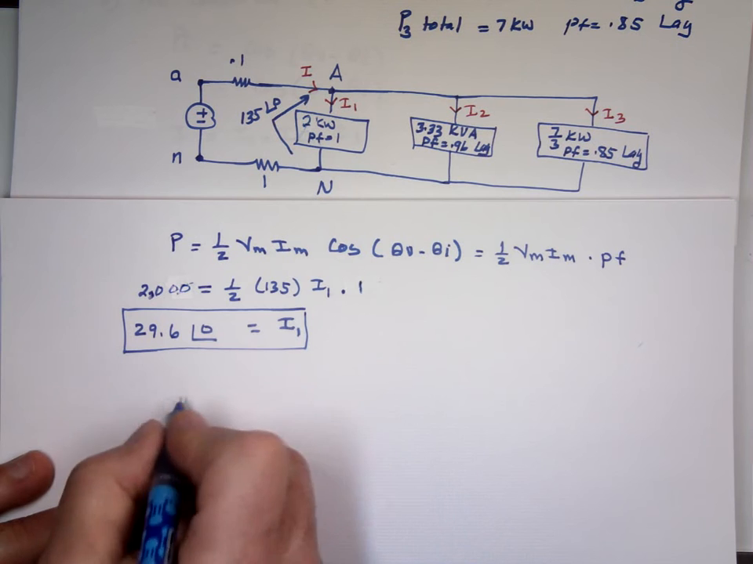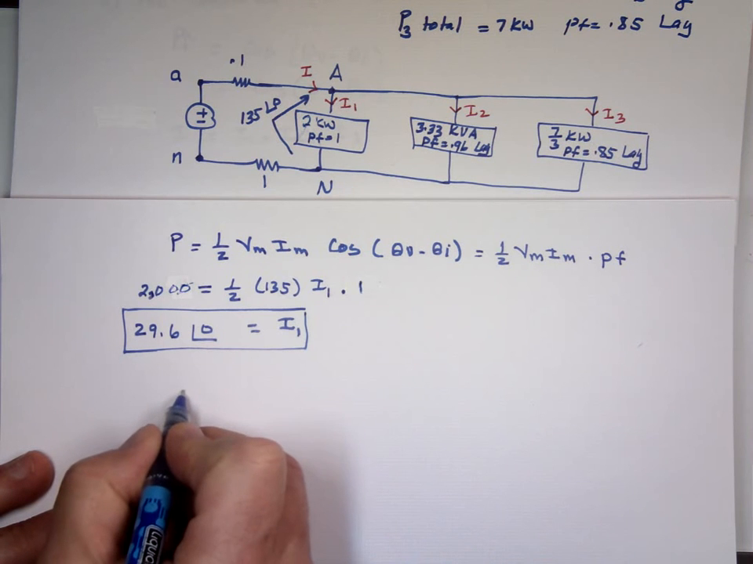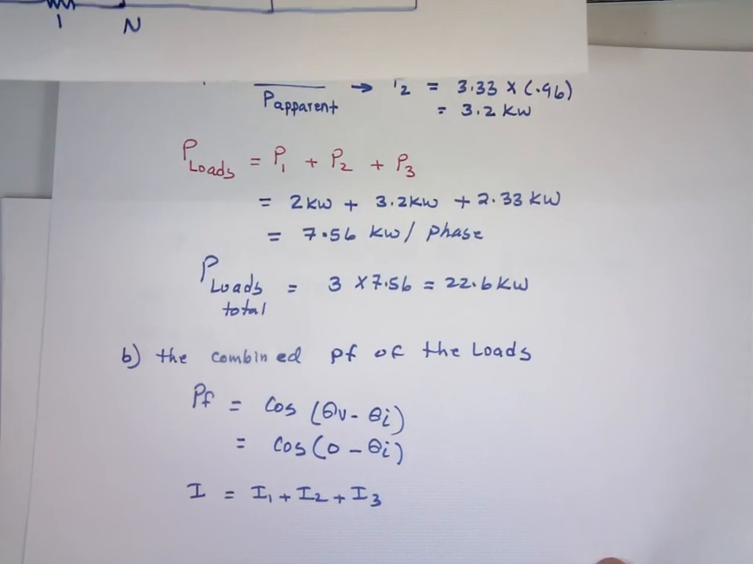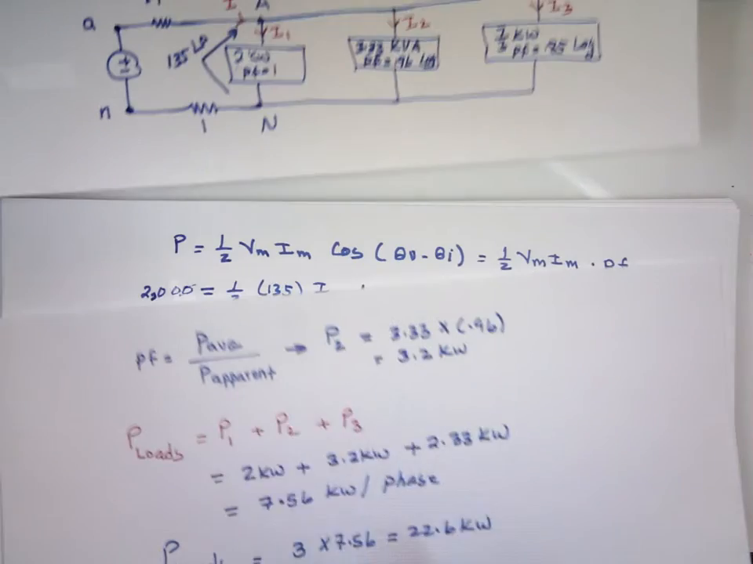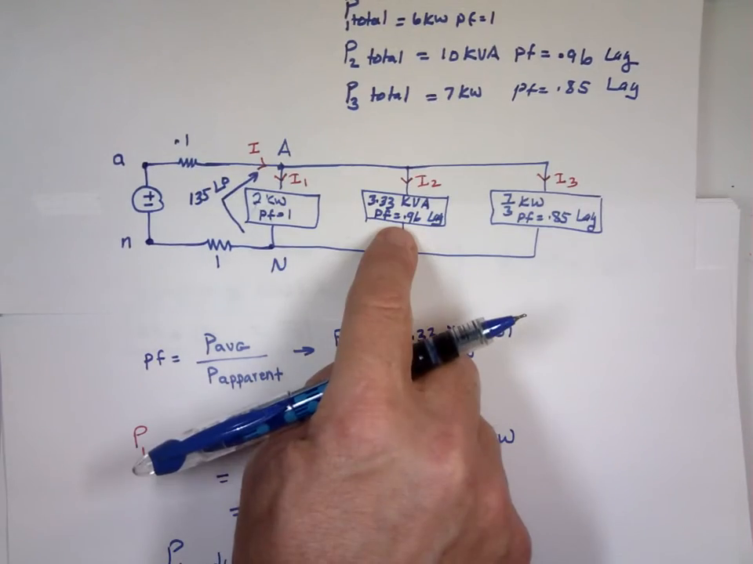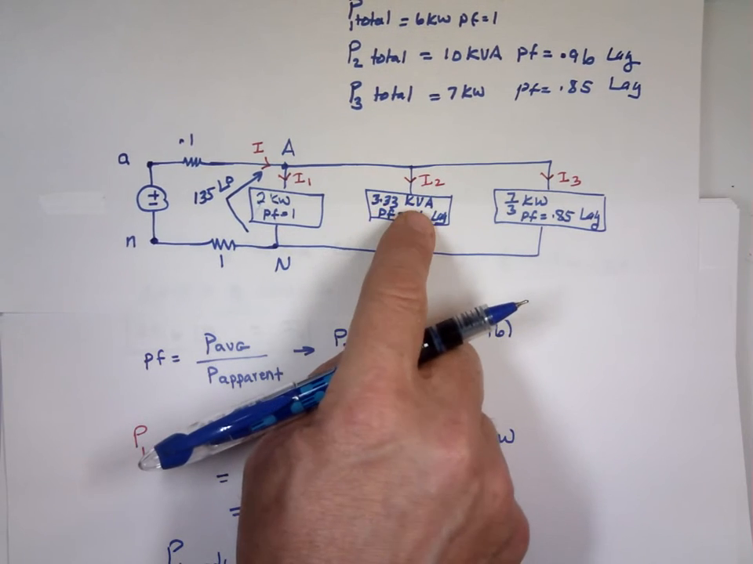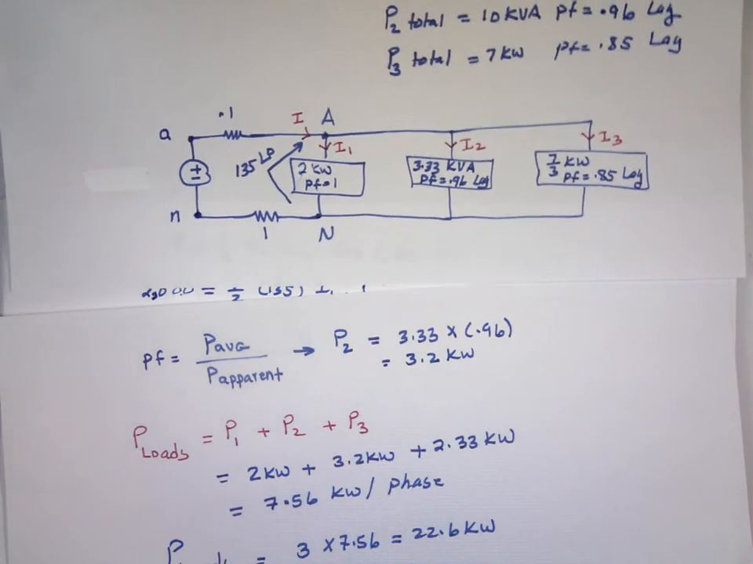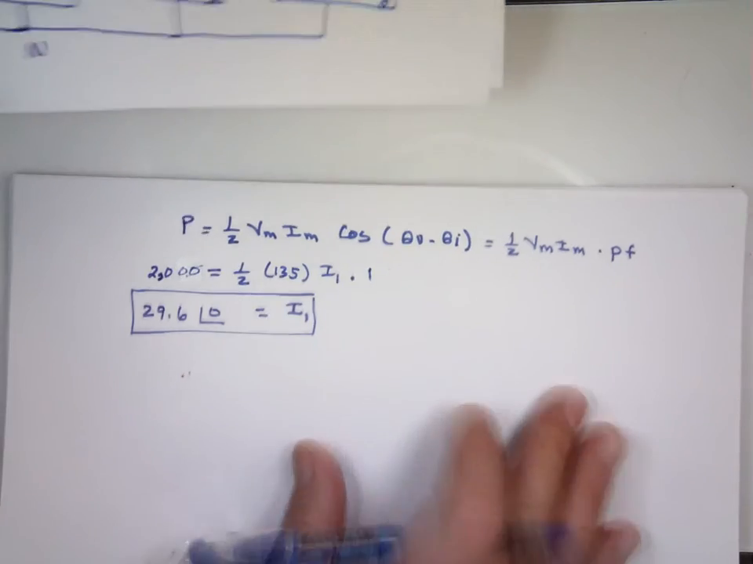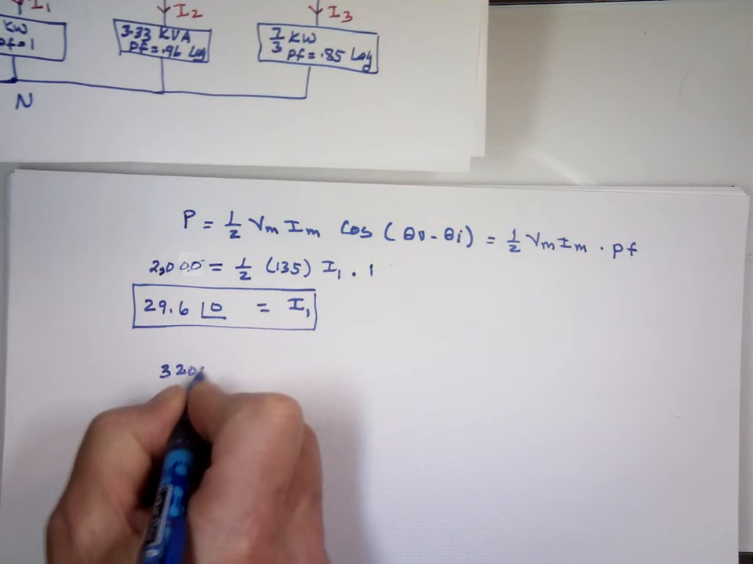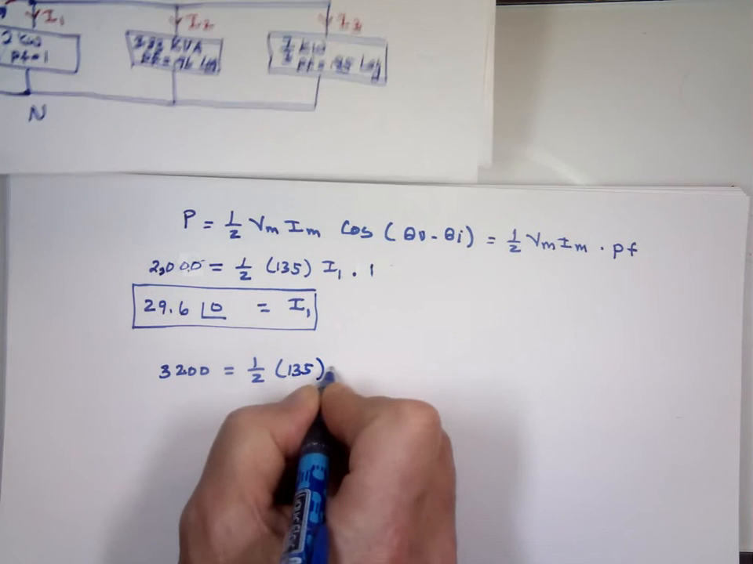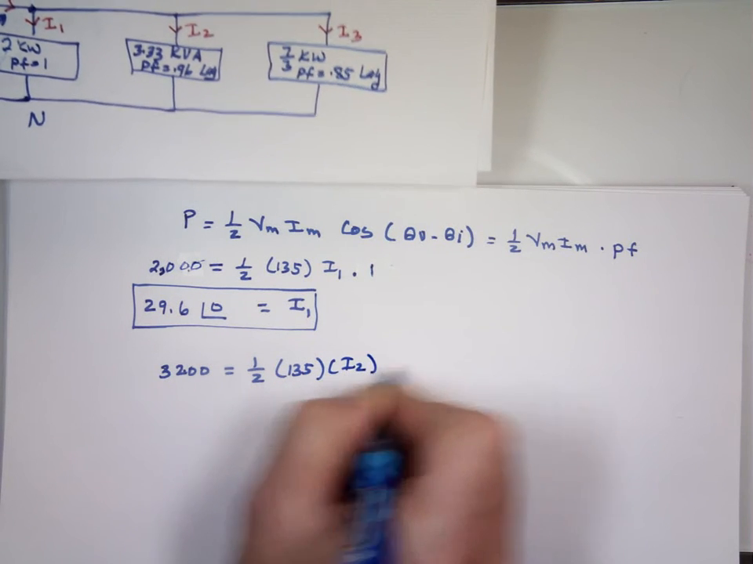Now let's look at I sub 2 here. We said that number equals what? 3.2 kilowatts when we did it. Find the average power is 3.2 kilowatts right here. So 3,200 for the second one equals 1/2 times 135 times I sub 2 times the power factor, which is 0.96.